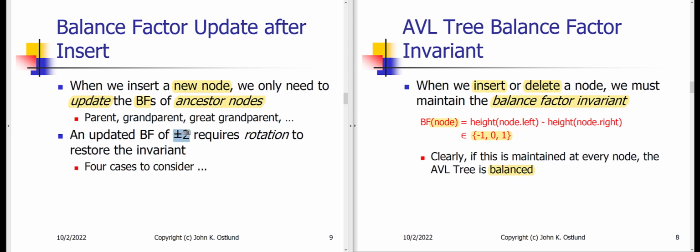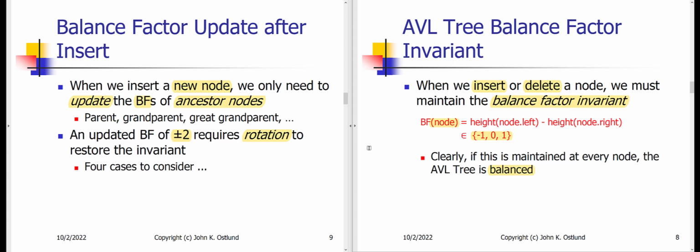Whenever we discover, as we check these balance factors, that the balance factor at a particular node, as a consequence of our insertion, has either diminished to -2 or increased to +2, we're going to resolve that problem immediately by doing an appropriate rotation to restore the invariant, that is, to reduce these magnitude 2 balance factors down to 1 or 0.